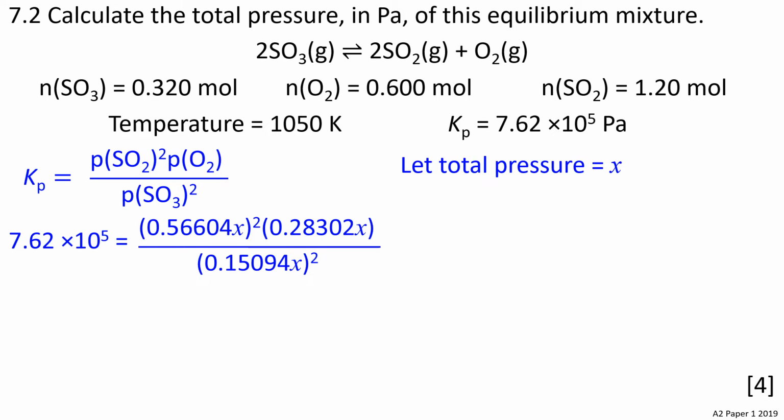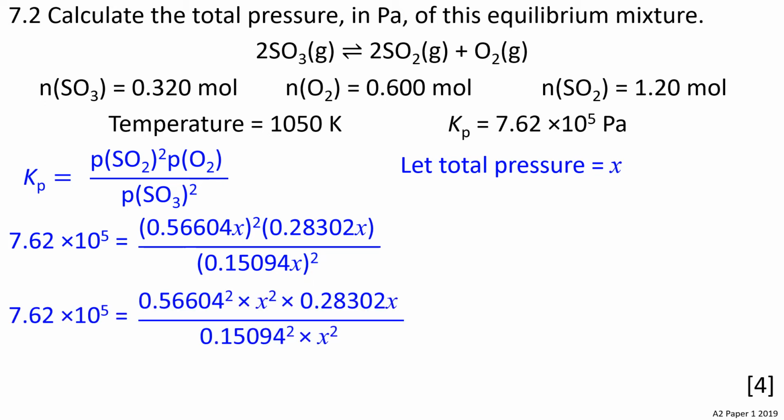Then we've got the partial pressure of oxygen given by the total pressure multiplied by the mole fraction of oxygen, so x multiplied by 0.28302. And then the bottom term is the partial pressure of SO3 squared. So that's the mole fraction of SO3 multiplied by the total pressure, squared. We now can work out the term a little bit more in detail by multiplying out the brackets. So just take care when you're multiplying out square terms in brackets.